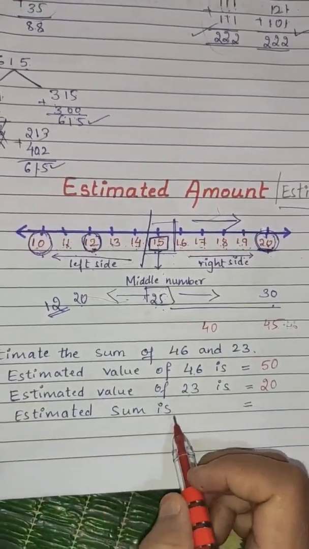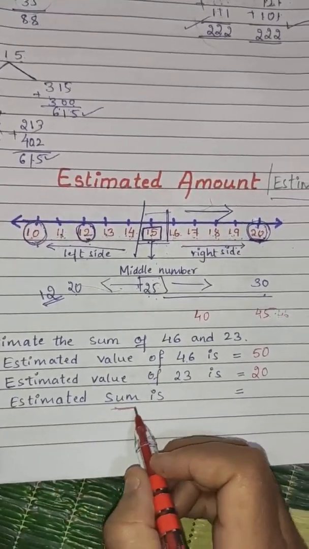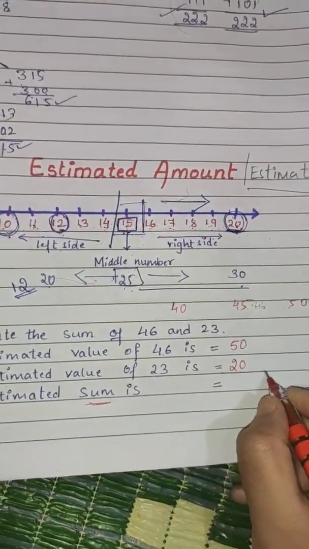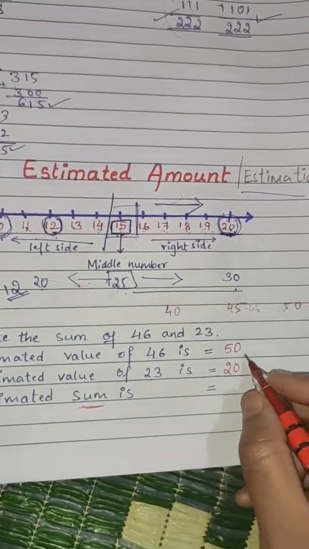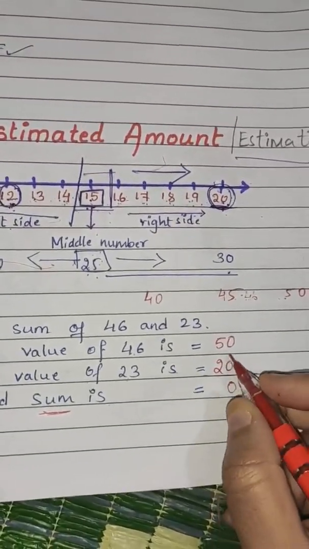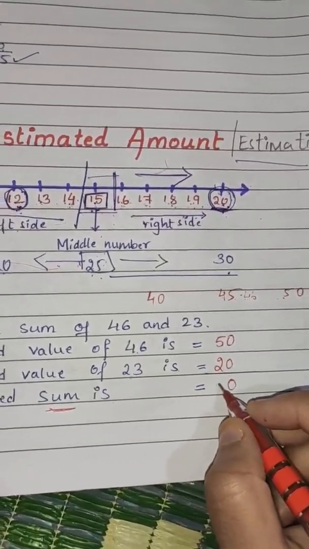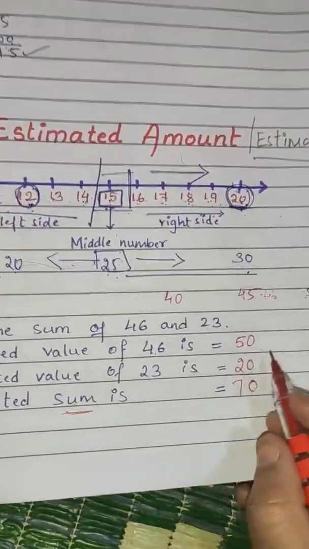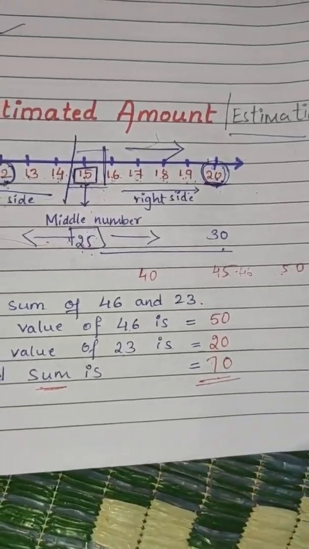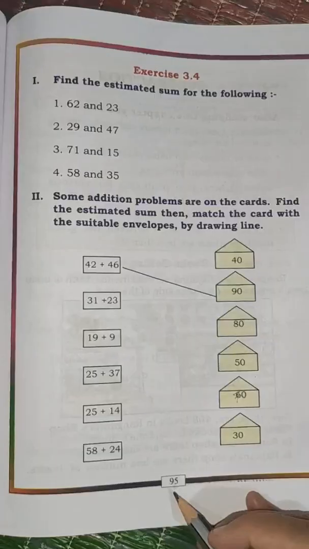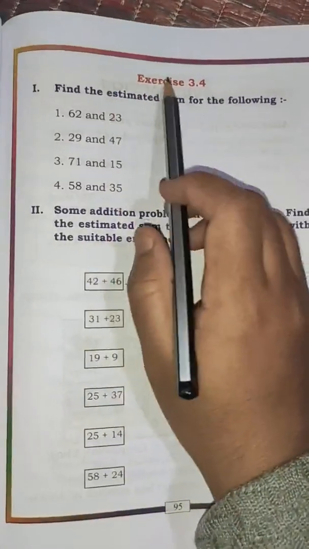So what is the estimated sum? Means total. So what is the total of these estimated values? It is 0 plus 0 is 0. So 5 plus 2 is 7, so the estimated sum is 70. Understood, children? Okay.